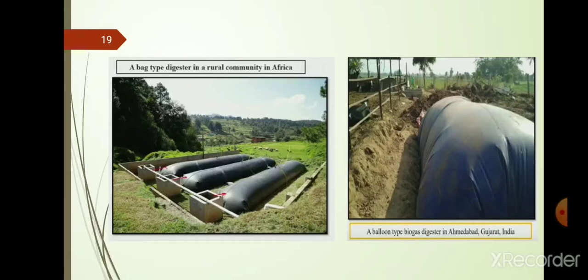So you can see they are mainly applied in Africa, because there are rural areas in Africa where the construction and installation of these fixed dome and floating dome digesters are difficult. So they can install these bag-like digesters. The one on the right we have seen in Ahmedabad, Gujarat, in India also.